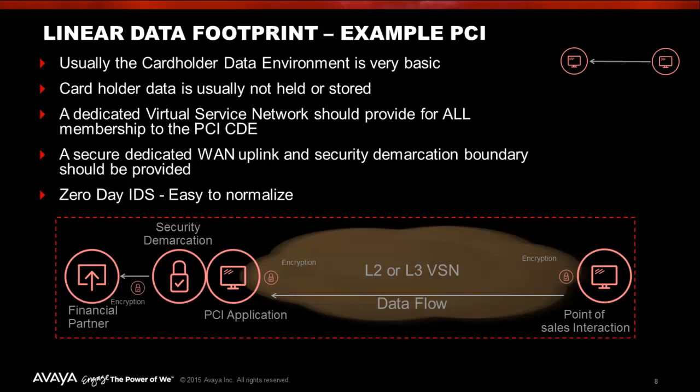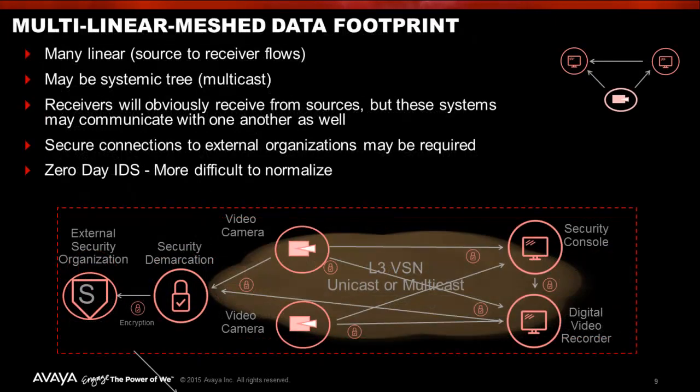And then we have others that use L2 VSNs and collapse them up to the security demarcation and terminate the stealth L2 VSNs that way. Either design is valid. Either design provides a very clean demarcation to a linear data footprint, which is incredibly easy to normalize and fairly easy to document. In the meshed example, or multilinear, we see that things are a little bit more complex.